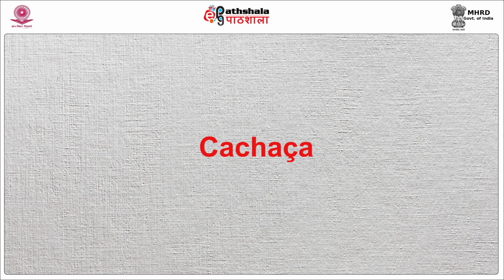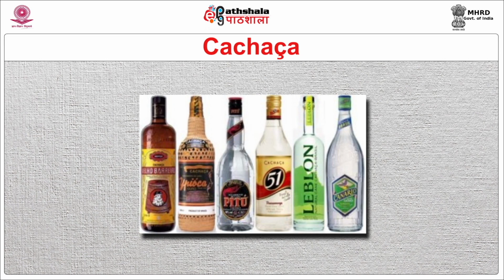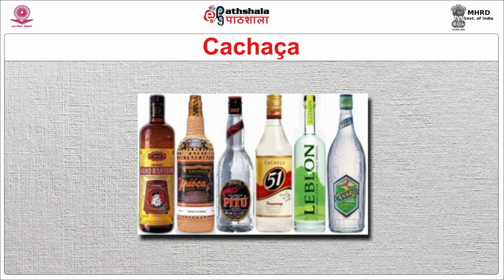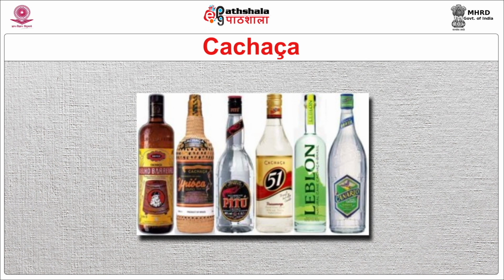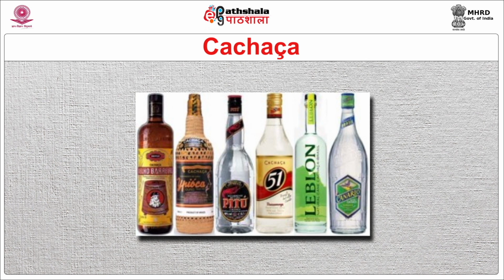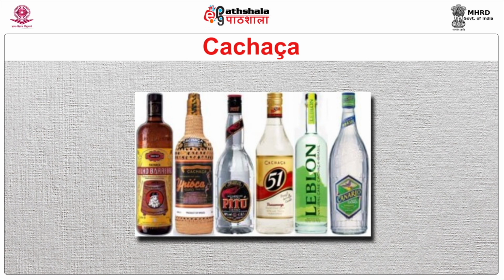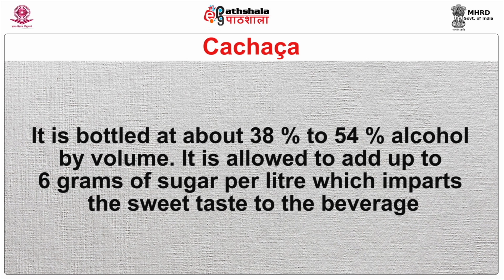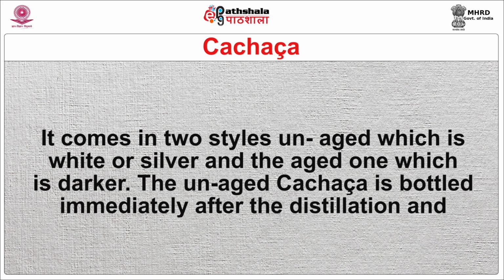Now the next category, that is cachaça. It is a very famous Brazilian spirit produced from the distillation of the sugarcane juice in a pot still. It is utilized as a very good base for some famous tropical cocktails such as caipirinha. It is bottled at about 38% to 54% alcohol by volume. It is allowed to add up to 6 grams of sugar per liter, which imparts the sweet taste to the beverage. It comes in two styles, unaged, which is white or silver, and the aged one, which is darker.